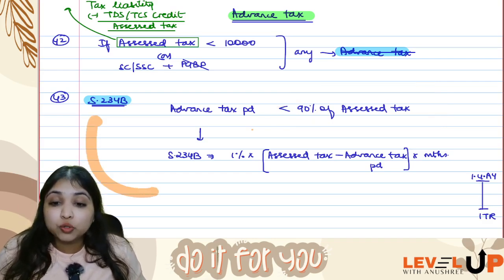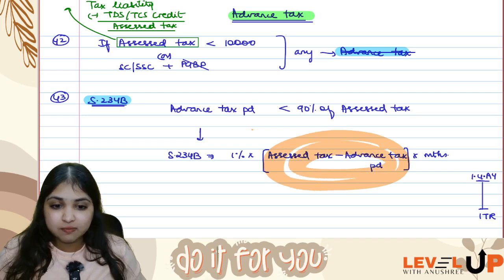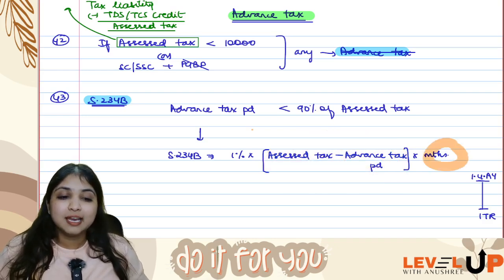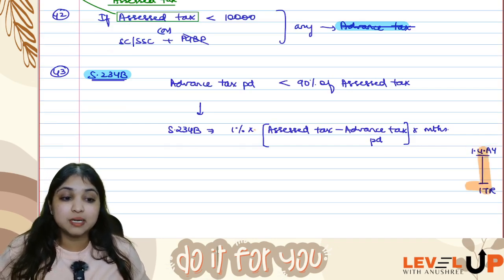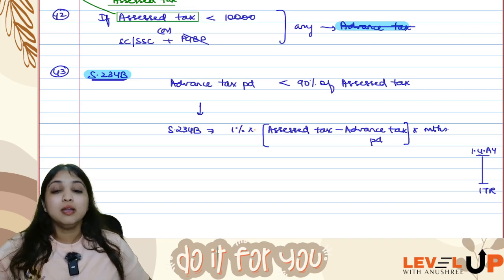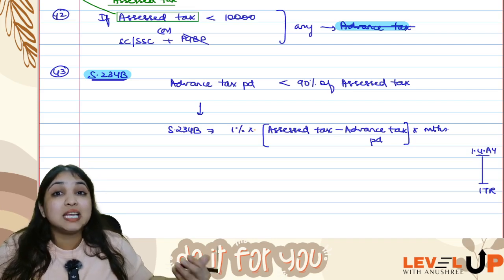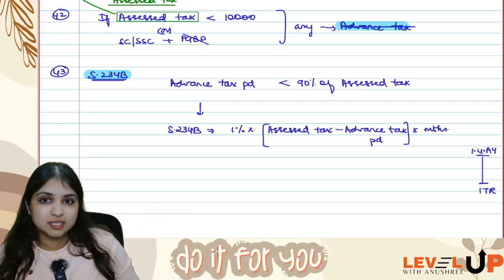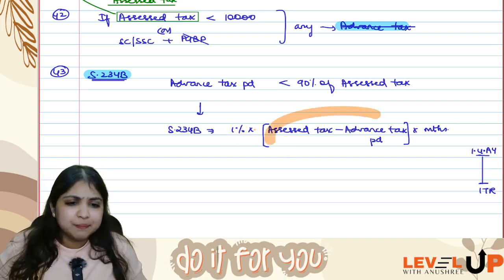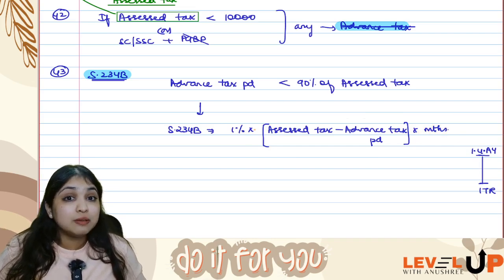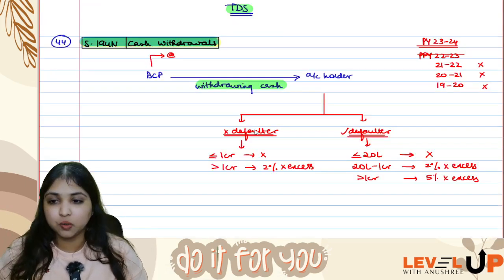Now, how do you compute 234B interest? 1% of the same thing, assessed tax minus advance tax paid, same thing only, into months. Now, how many months will this be? This will be from 1st April of the assessment year till when did you file the ITR. Okay, 234B, simple guys. When will it apply? If assessee has paid advance tax even less than 90% of assessed tax, then only 234B will apply. If it is applicable, same 1%, same difference, but number of months will be what? From 1st April of the assessment year till when did you file the ITR for that period.